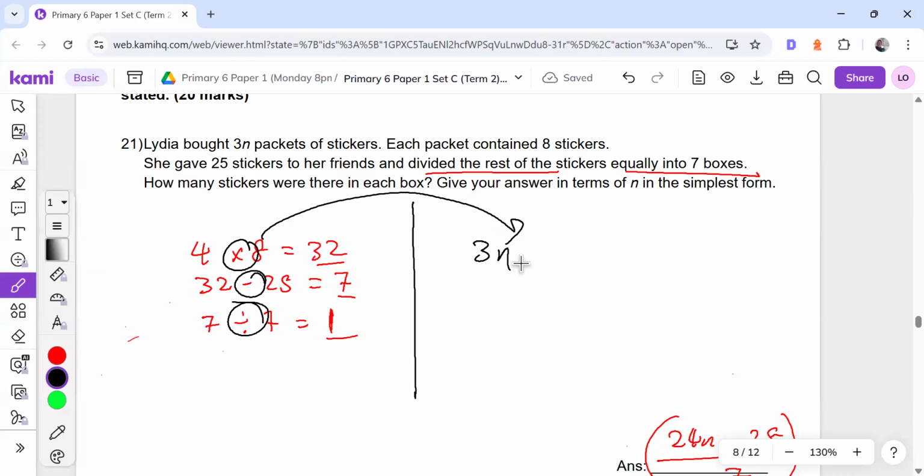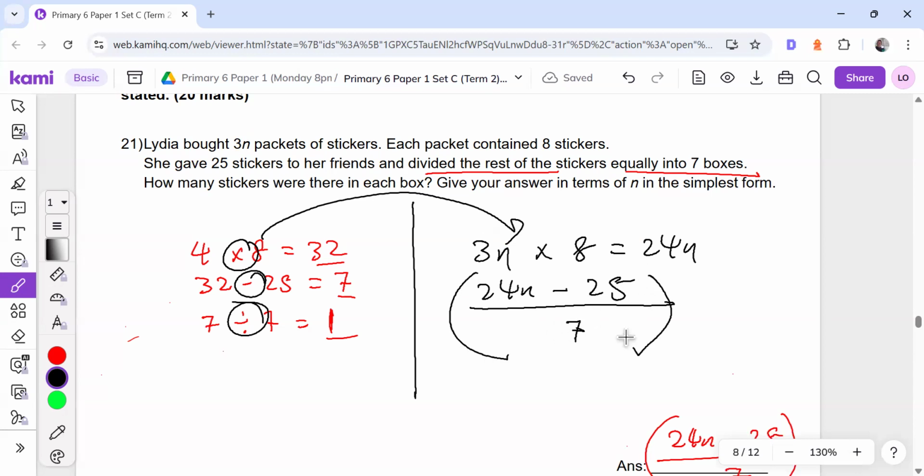n, what's the first step? Times 8. You get 24n, which is all the stickers. And then second step, you minus. So 24n minus 25 to get the rest of the stickers. And then what's the next step? You have to divide by 7. So you take the 24n minus 25 and you put it over 7. And that's how you get your answer ready.